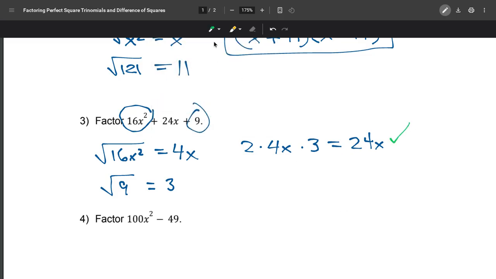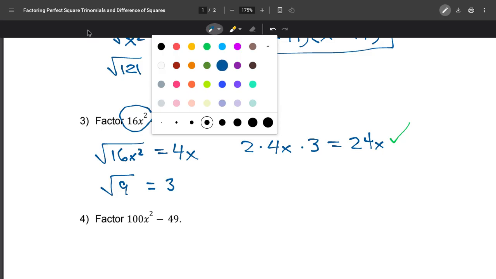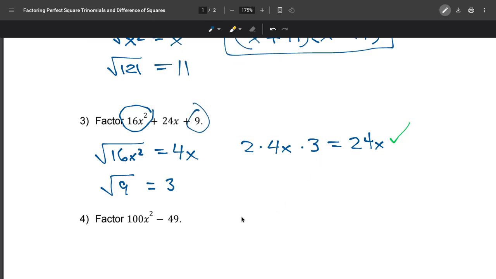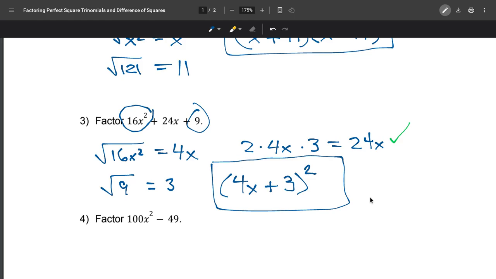Yes. This is a perfect square trinomial, so it's going to factor into a plus b squared. So 4x plus 3, squared. Let me fix that, it's not the neatest 4. And that's our solution right here. Okay, let's look at this next one.